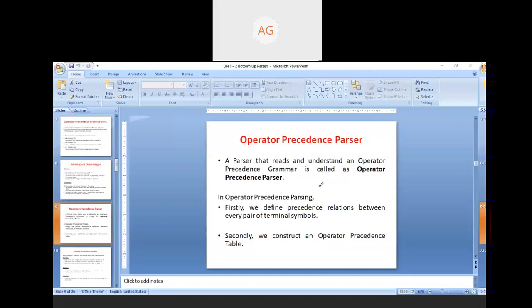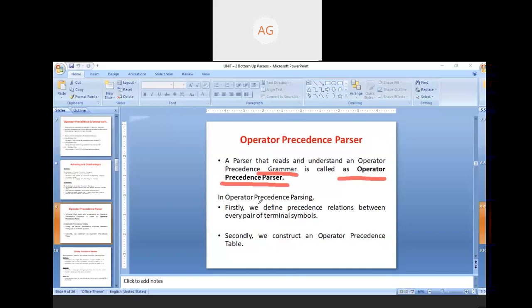So after operator precedence grammar, the topic is the operator precedence parser. Basically, a parser that reads and understands an operator precedence grammar is called an operator precedence parser. So the operator precedence parser needs to understand the operator precedence grammar.